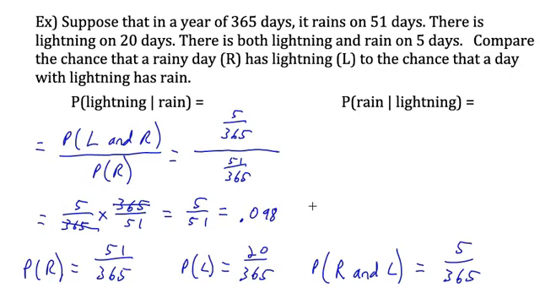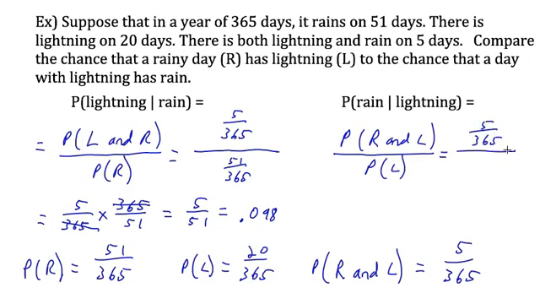Let's try that one more time. Make sure we got it. All right, the probability of rain given lightning, well, that would be the probability of rain and lightning divided by, this is really asking for the probability of rain, so we're going to divide out the probability of lightning. And using our numbers from down here, we have 5 over 365 divided by 20 over 365.